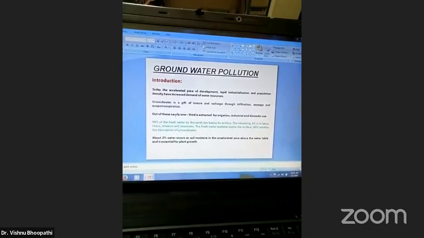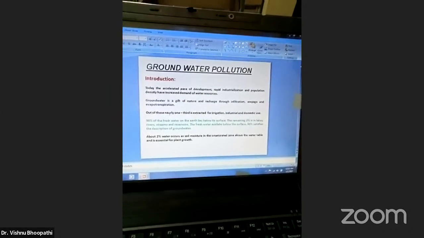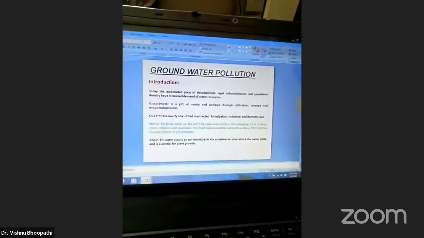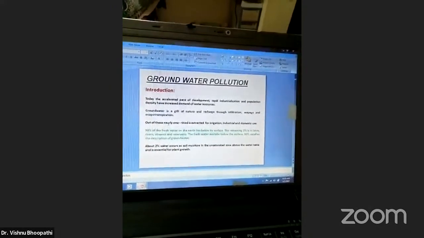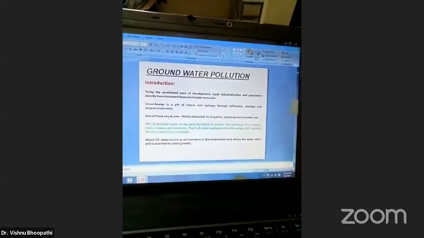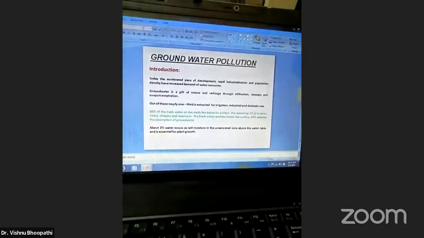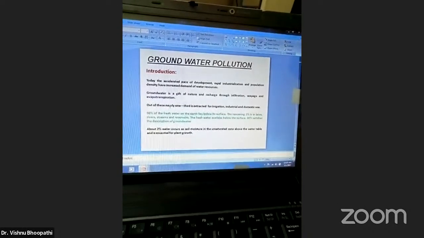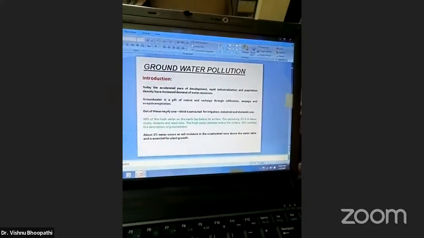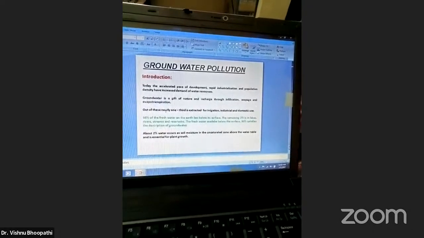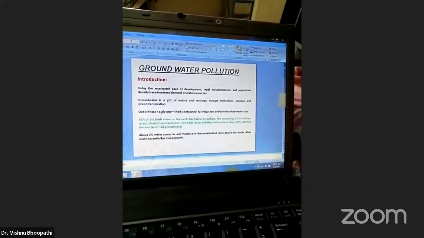So groundwater is a gift from our nature, and it is our challenge and our duty to recharge it through infiltration and seepage, with evapotranspiration. Almost 98% of fresh water we get from below the surface, and the remaining 2% we get from lakes, rivers, streams, and reservoirs. Yes, the fresh water is available below the surface.